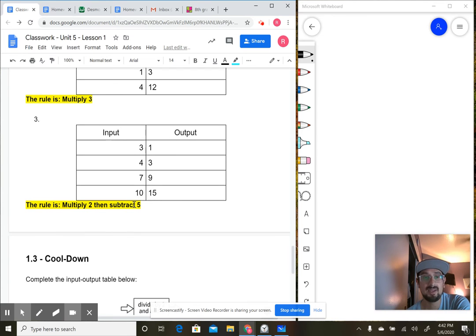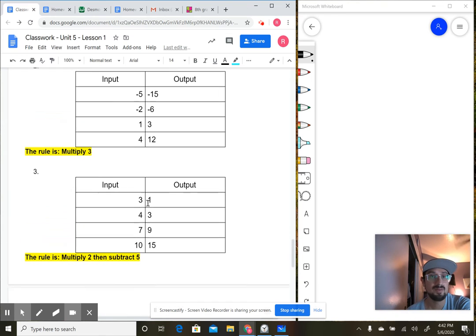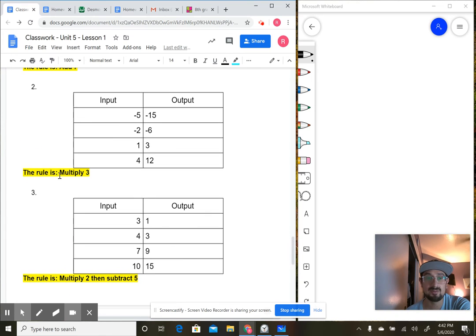The rule for this one is to multiply by 2 and subtract 5, which is a little more difficult. A lot more people had trouble with this one. So 3 times 2 is 6, 6 minus 5 is 1. 4 times 2 is 8, minus 5 is 3. 7 times 2 is 14, minus 5 is 9. 10 times 2 is 20, minus 5 is 15. Okay, so you should be trying to figure out what the rule is, right?